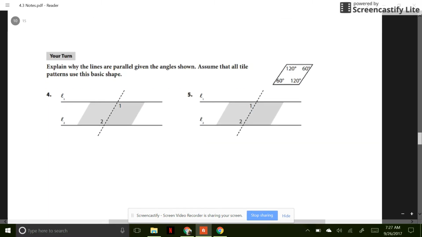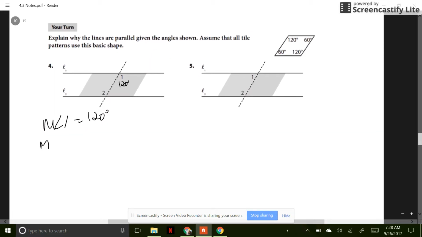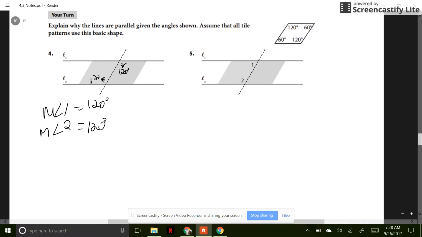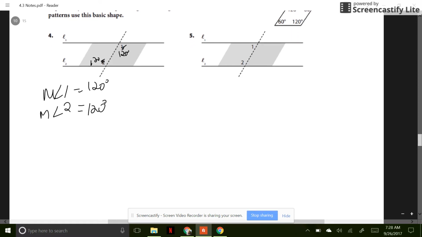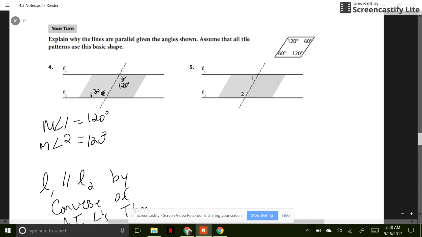So let's try a couple more. If we look here, angle 1 is in the top left corner. That means it's going to be 120 degrees. Angle 2 is in the bottom right corner, so it will also be 120 degrees. Now if we notice the naming statement, these would be what we call alternate interior angles, which are supposed to be congruent, and they are. So that means line L1 is parallel to line L2 by the converse of the alternate interior angles theorem.